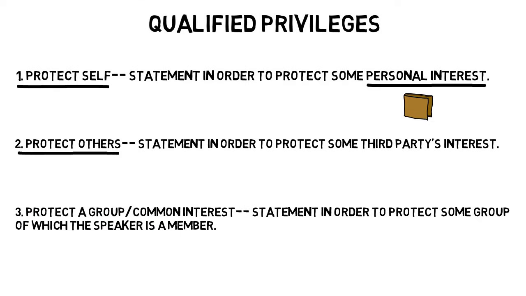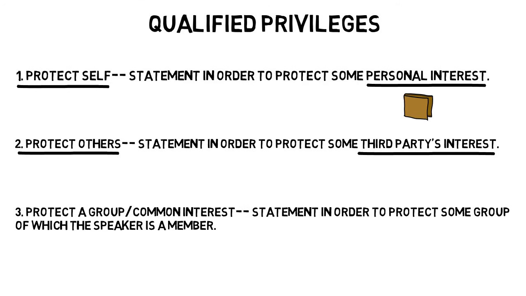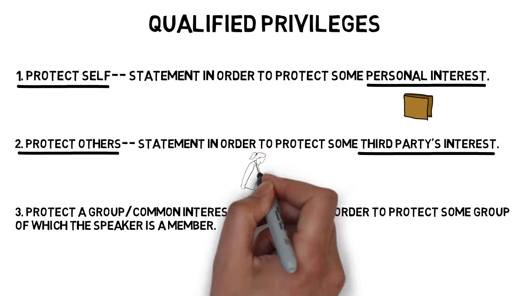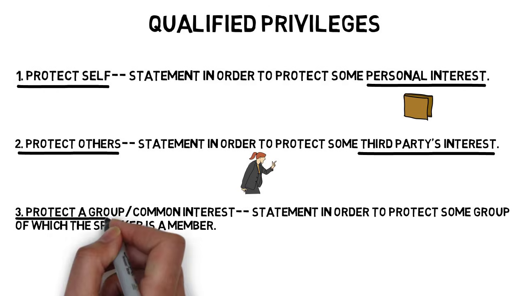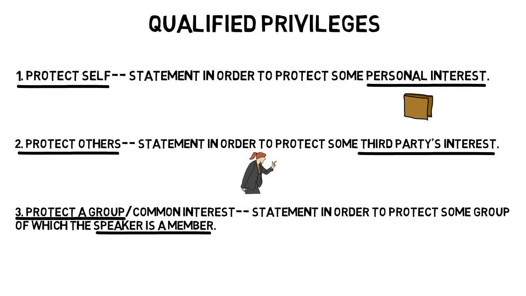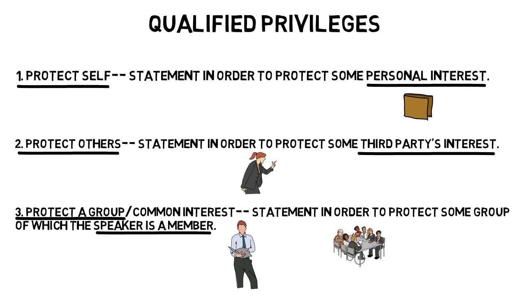You have a privilege when you protect others, when the speaker is actually trying to protect some other person's interest. For example, a lady thinks she saw someone steal your wallet, and she says in a crowd, "Hey, that man just stole his wallet." Finally, there's a protection for the group or common interest. And this occurs when the speaker makes a statement to protect the group that he or she is a member of. And this can occur with your resumes and references. All of these qualified privileges kind of fall into that protecting interests.